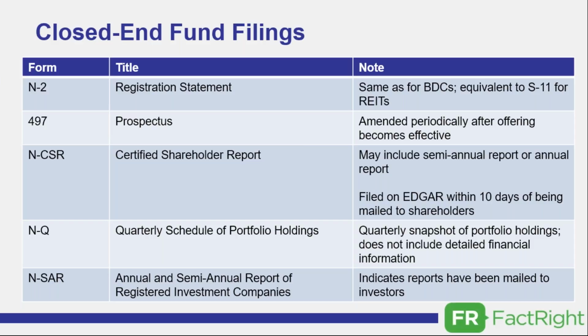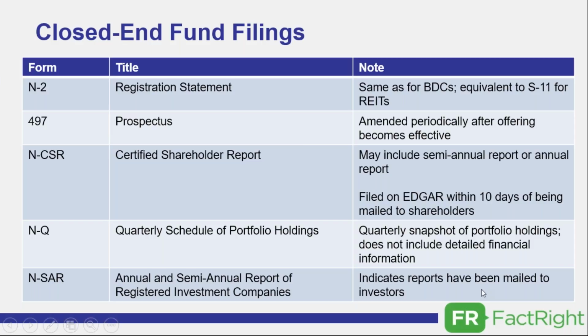The initial registration statement is going to be filed on Form N-2. That's very similar to what you see with business development companies. This is different from REITs, which have their initial registration statement on Form S-11. This registration statement will be amended several times, and eventually you get a final prospectus, and there'll also be a statement of additional information, usually for closed-end funds. Watch for prospectus updates over time.